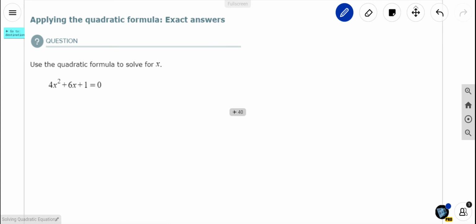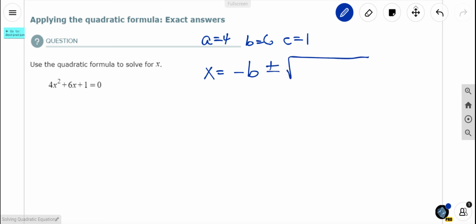Quadratic formula to solve for, here we go. Okay, so a equals 4, b equals 6, c equals 1. So x is equal to negative b plus or minus the square root of b squared minus 4ac all over 2a. My pen doesn't like curves.